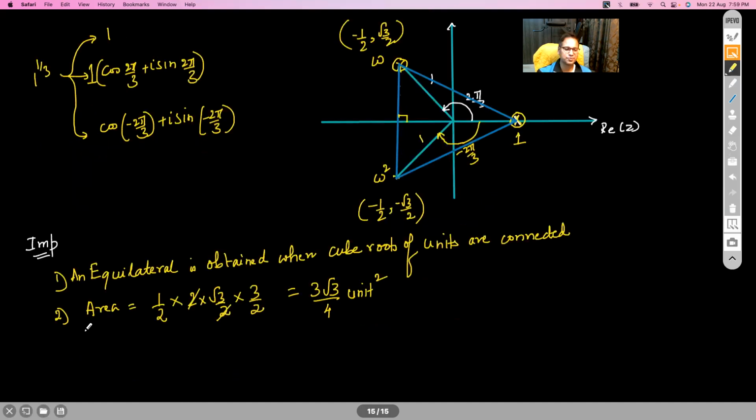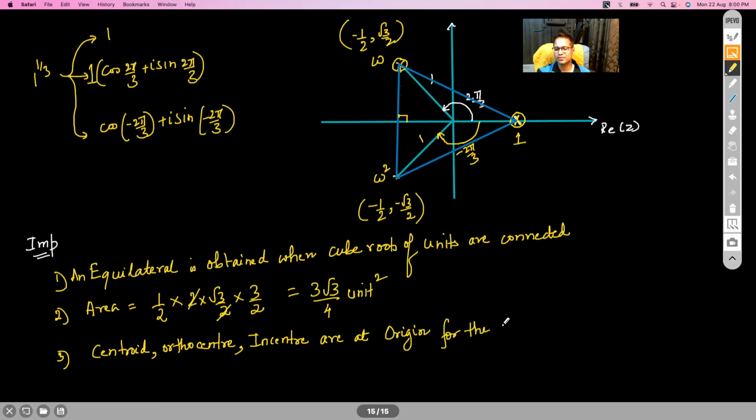Also note down the centroid, the orthocenter. What is centroid? Centroid is the meeting point of the medians. Orthocenter, meeting point of the altitudes. Incenter, meeting point of the angle bisectors. Okay, so these are things which you are going to learn anyways in properties of triangle. Are at origin. Okay, are at origin. So orthocenter, centroid, incenter, they are all at origin for the triangle.